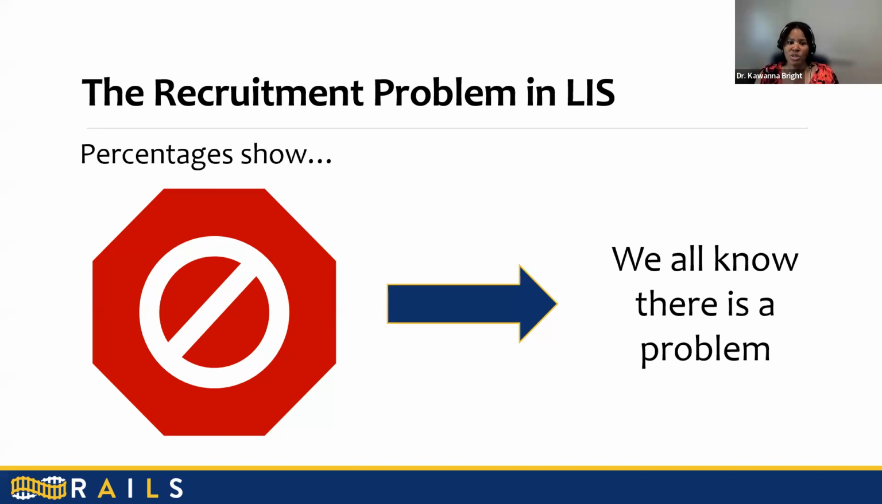And what we want to really figure out is how do we then not only get them in the field, but move past that? How do we get them into your organizations? How do we make sure that you're able to recruit people to come work with you? And why are they maybe not considering your organization? Is there a reason why that might be happening?